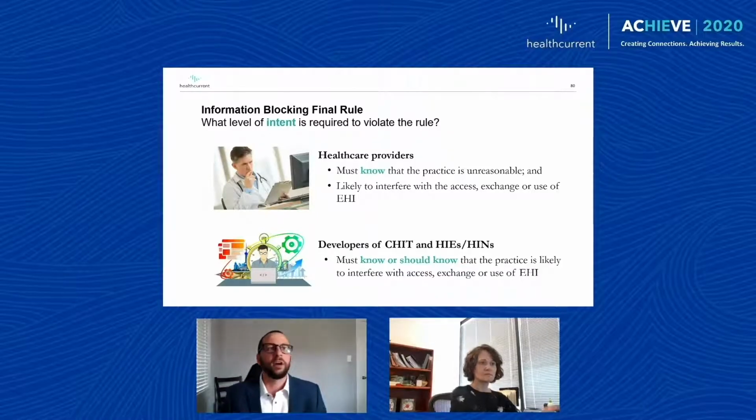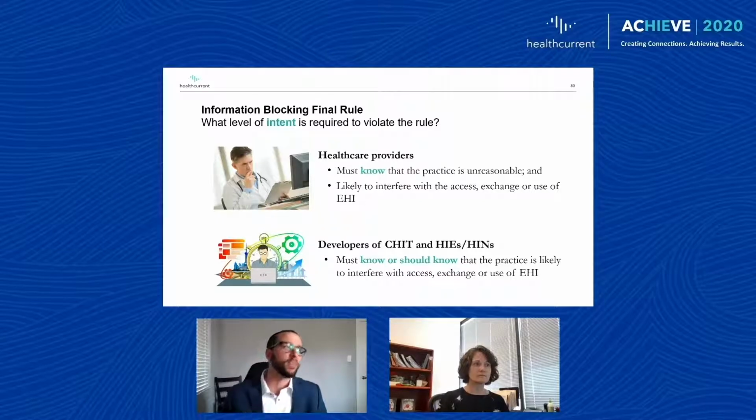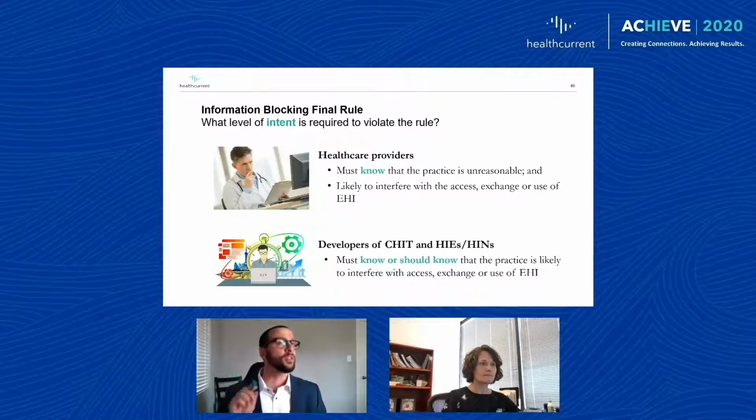So the first thing is to talk about what level of intent is required to violate the rule. And this is where we see that first bifurcation between healthcare providers and other actors. The first thing to know is that if you are a healthcare provider, you must know that the practice is unreasonable and likely to interfere with what Mel talked about on our previous slide, with the access, exchange, or use of EHI. That contrasts where if you're a developer or you're an HIE, you must know or you should know. So that lower bar, you should have known that you should not have been interfering with the access, exchange, or use of EHI.